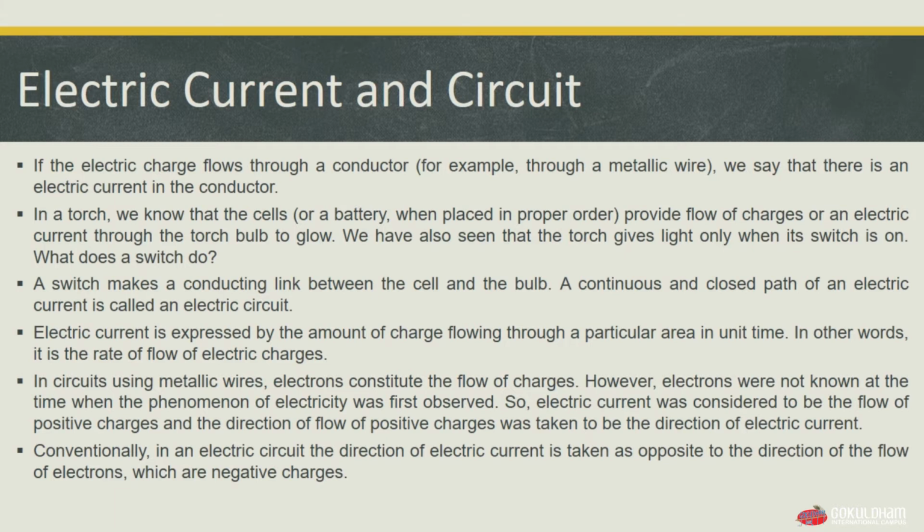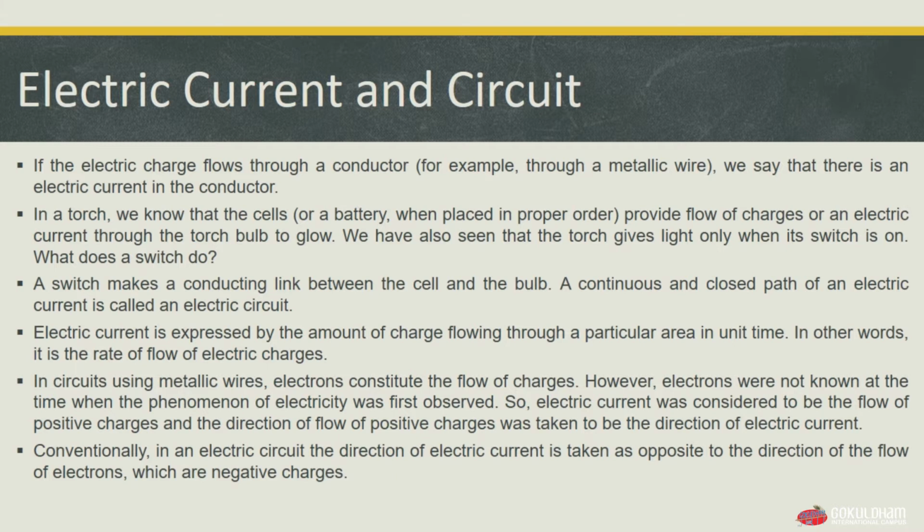In circuits using metallic wires, electrons constitute the flow of charges. However, electrons were not known at the time when the phenomena of electricity was first observed. Means in a metallic wire the electrons constitute the flow of charges, but when the phenomena of electricity was observed for the first time, at that time electrons were not known. Means it was not known then what these electrons are.